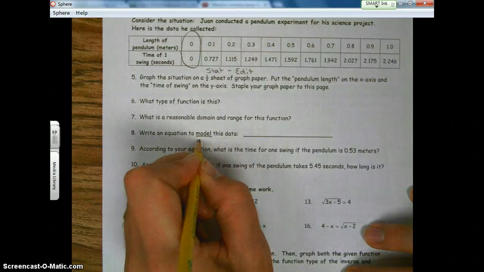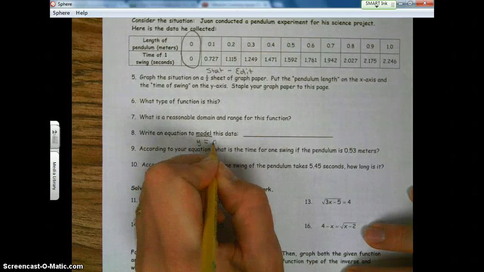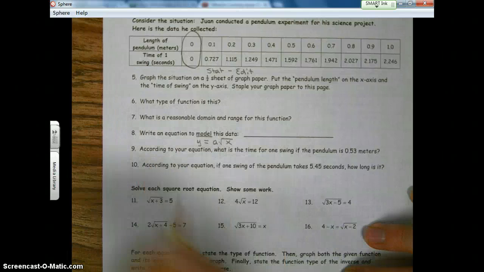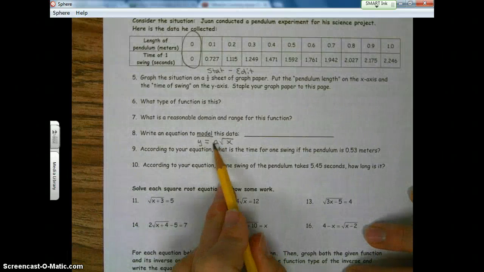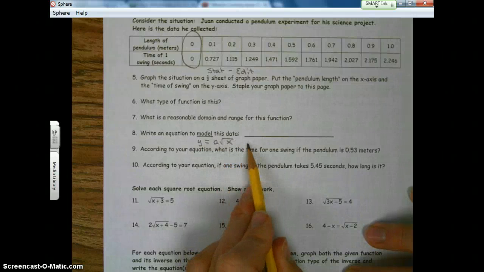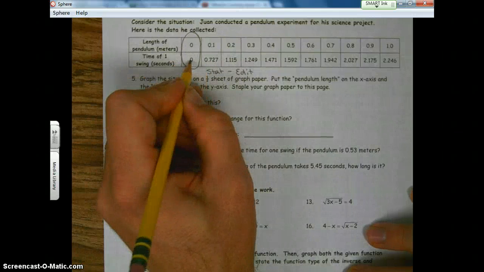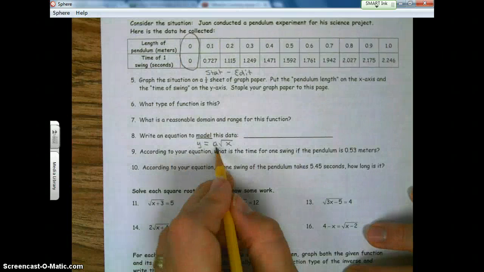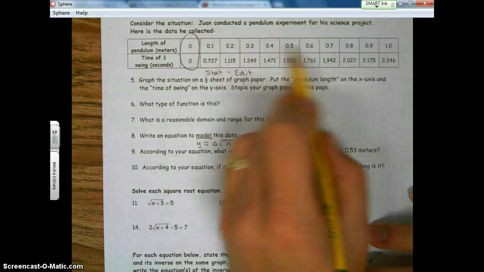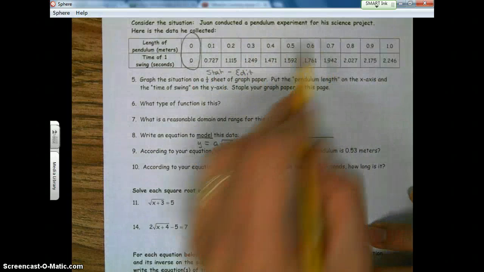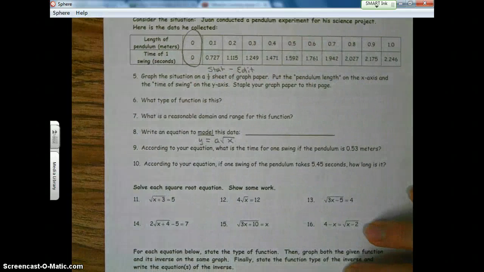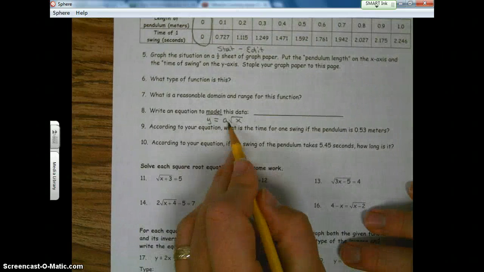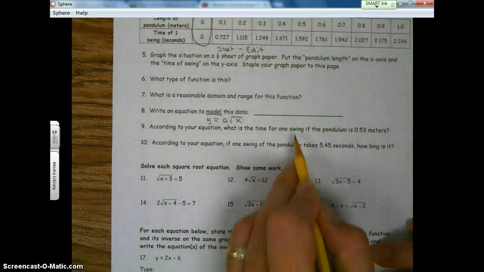Now remember, you're trying to figure out an A value. Okay, why not an H? Why not a K? Well, H and K are 0 and 0. That's our special point. That's our starting point. So we're just looking for an A value that will connect all these points, or as many of them as we can. Then we use this equation to answer these two questions.